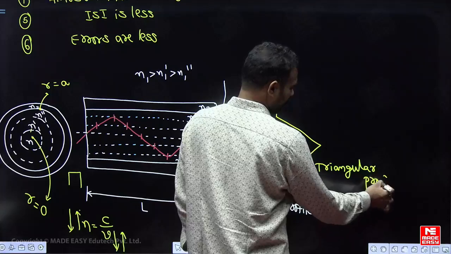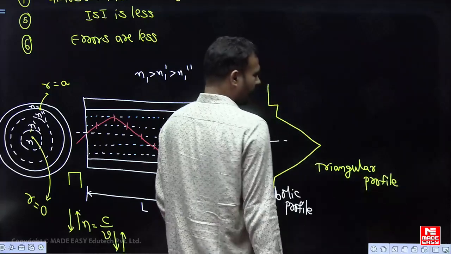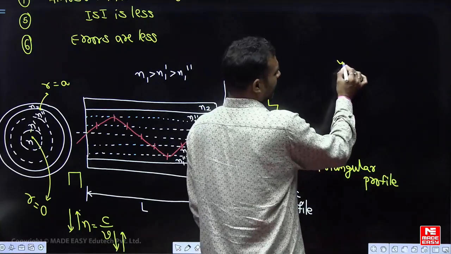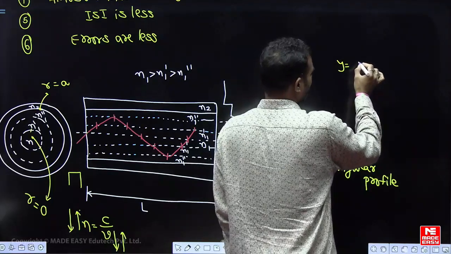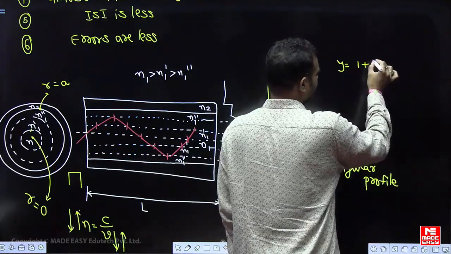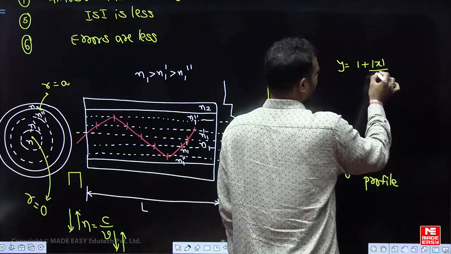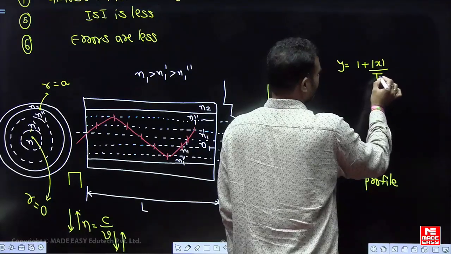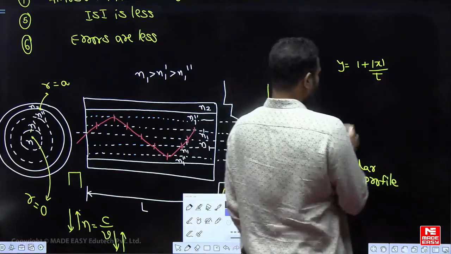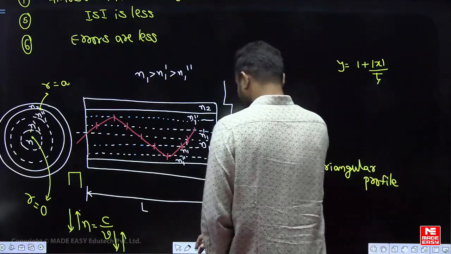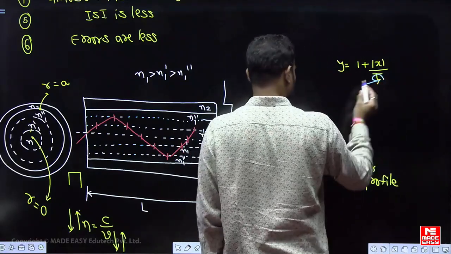It is called a triangular profile. If you write the triangle equation, y is equal to 1 plus mod x by t, where capital T is called the width. So everybody in the class understood this?